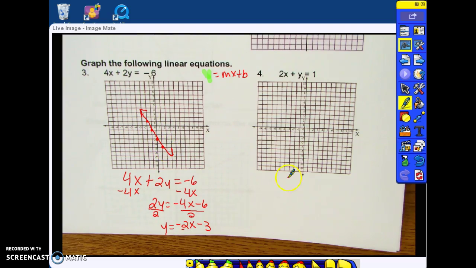Number 4, 2x plus y equals 1. Subtract 2x from both sides. And y equals negative 2x plus 1. So I'm going to graph at the y-intercept, which is 1. And I'm going to go down 2 to the right 1. Up 2 to the left 1. And this is my graph.